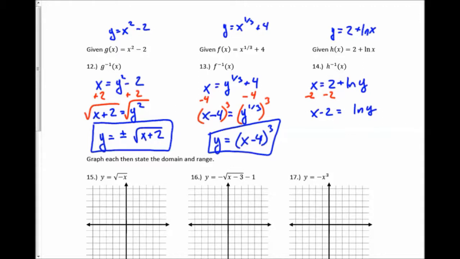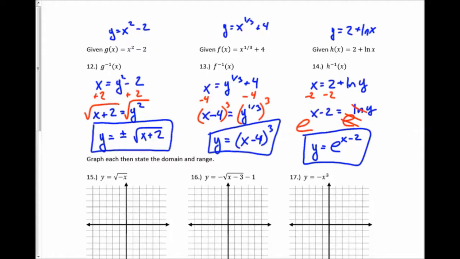And to undo the natural log, remember, any logarithm I have, if I have log base 2, I do 2 raised to the power of each side, where each side of the equation becomes my exponent. This is natural log, so I have to do e raised to the power of each side. So I do e raised to the x minus 2 equals e to the natural log of y. And the natural log and e cancel each other out. So I find out that y equals e to the x minus 2. And that's it.